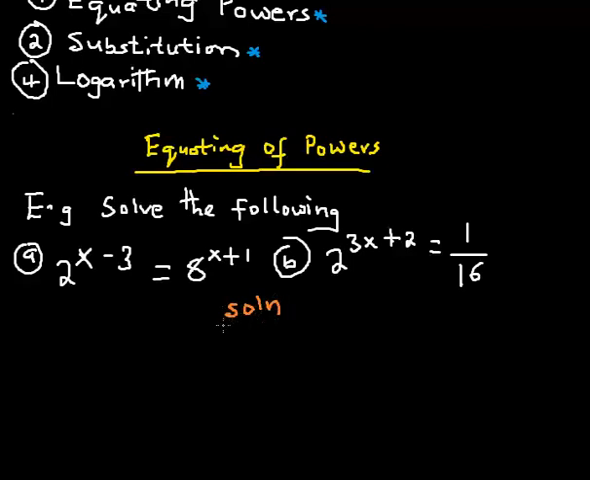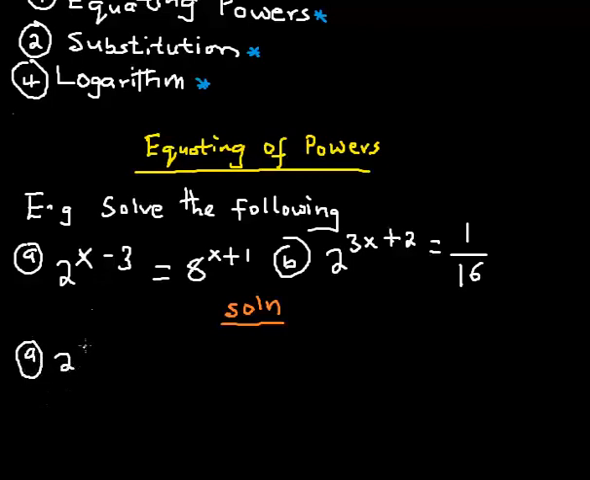Now why can we solve these by equating powers? You can solve an exponential equation by equating powers only if the base on both sides of the equation is the same. They have the same base, so the base can cancel out. That is the only condition. When the bases on both sides of the equation are the same, then you can cancel the base and equate the powers.